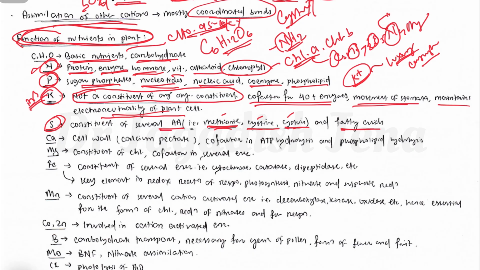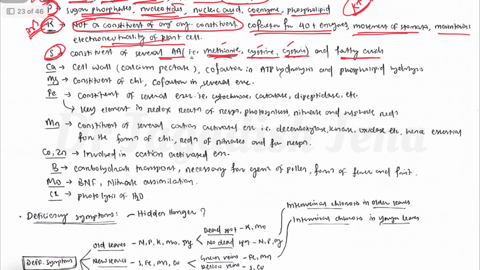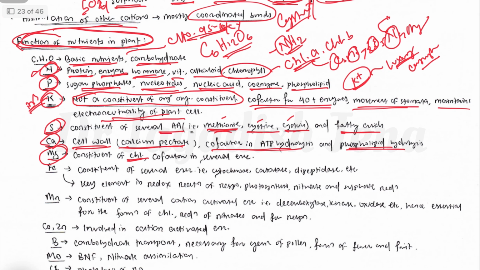Now coming to calcium, another secondary nutrient. Calcium has a significant role in cell wall synthesis, like it is a major part of calcium pectate. It is a cofactor in ATP hydrolysis and phospholipid hydrolysis. Then magnesium, it is a core constituent of chlorophyll. We have just shown you the formula of chlorophyll, C55H72O5N4Mg.